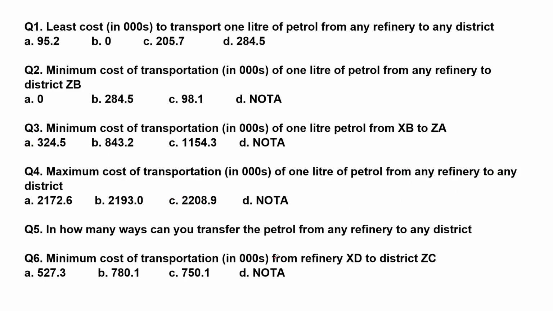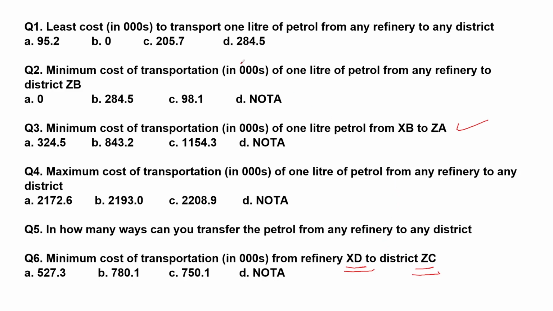Minimum cost of transportation in thousands from refinery XD to district ZC. Now, this is a similar question to the third one. And in the third one, you recognized the source of error. So the same source of error is possible in this. Now, you understand if you did not realize this thing in the exam, you could have got both these questions wrong. So please be careful.